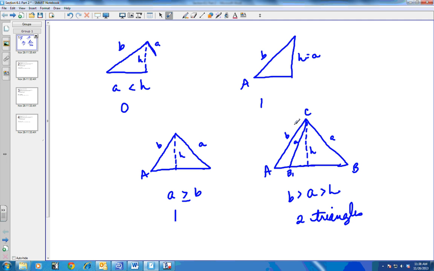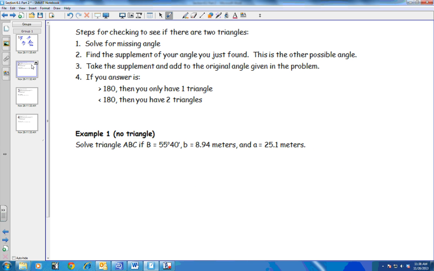So in the ambiguous case of the law of sines, sometimes you're going to have to follow steps to figure out which scenario you have. Do I have 0 triangles? Do I have 1 triangle? Or do I have 2 possible triangles? On your notes, I listed the steps you're going to follow to figure that out.